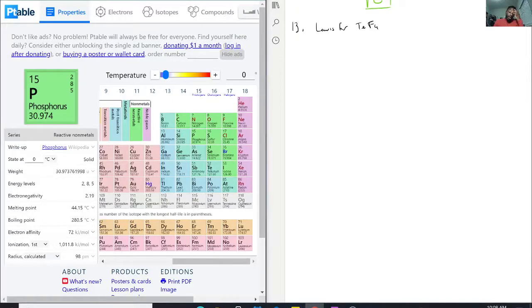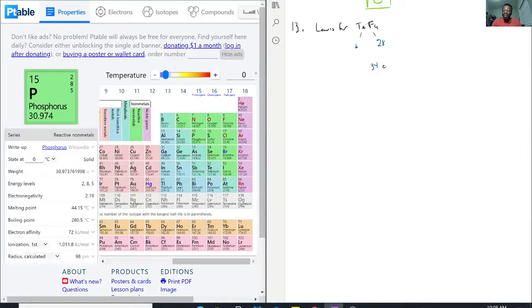So tellurium, which is Te right here, is on the 16th column. So we're going to assume that it has 6 valence electrons. And fluorine is on the 17th column. So each fluorine will be having 7 valence electrons. So that's 28 in total. And 28 plus 6 should equal 34 theoretically.